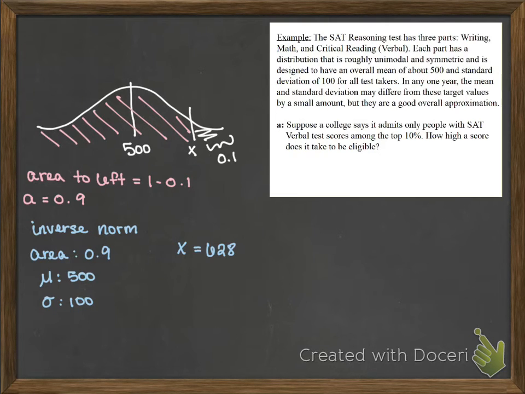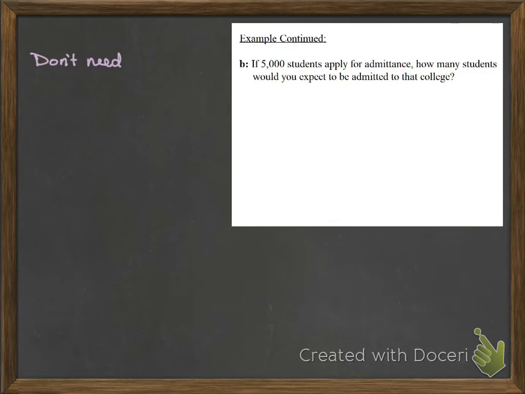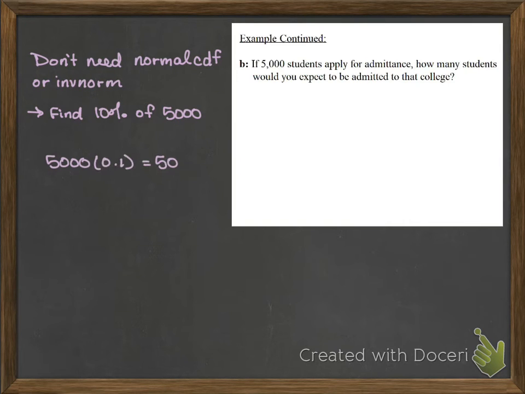So part B of this example says if there are 5,000 students applying for admittance, how many do we expect to be admitted to this college? Here's the thing, we don't need to use normal CDF or inverse norm. We have 5,000 students. We know they take the top 10%. So we just need to find 10% of 5,000. So 5,000 times 0.1 would be 500. So we expect 500 students to get into this college.